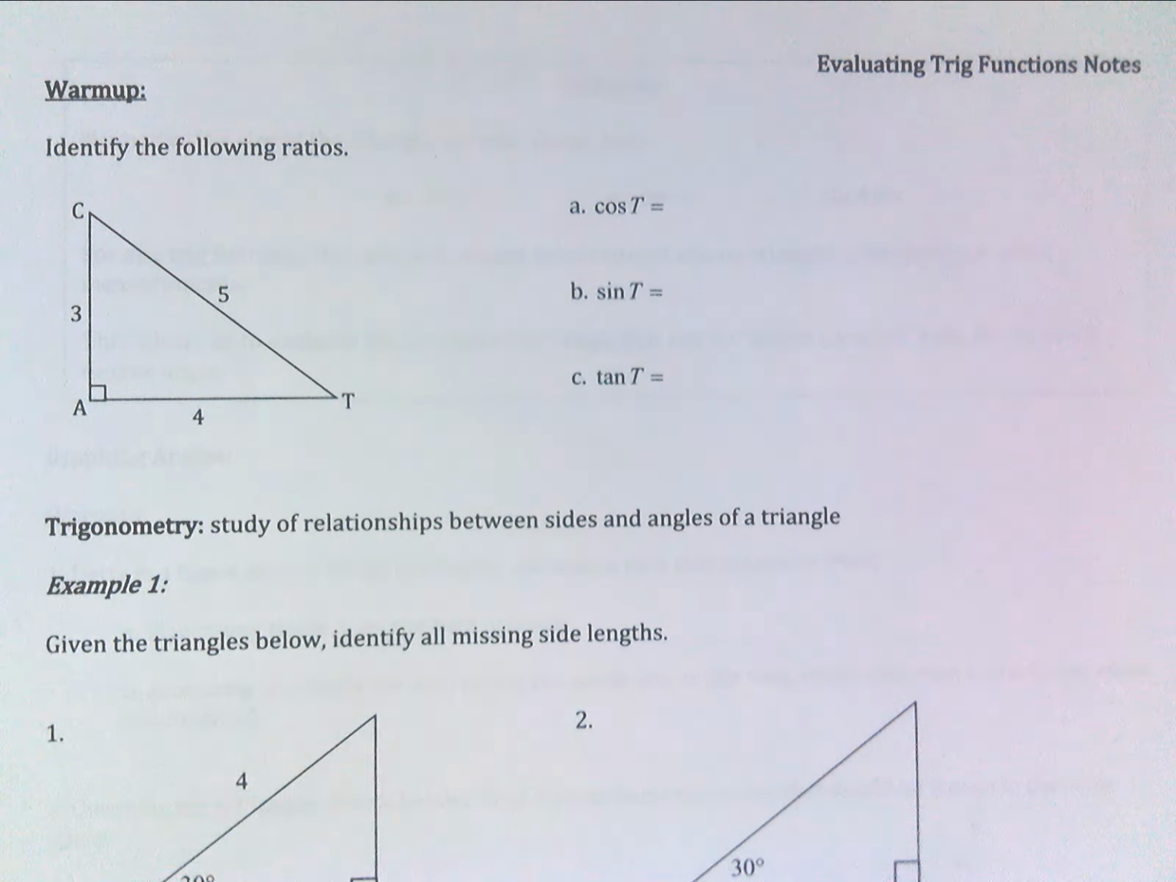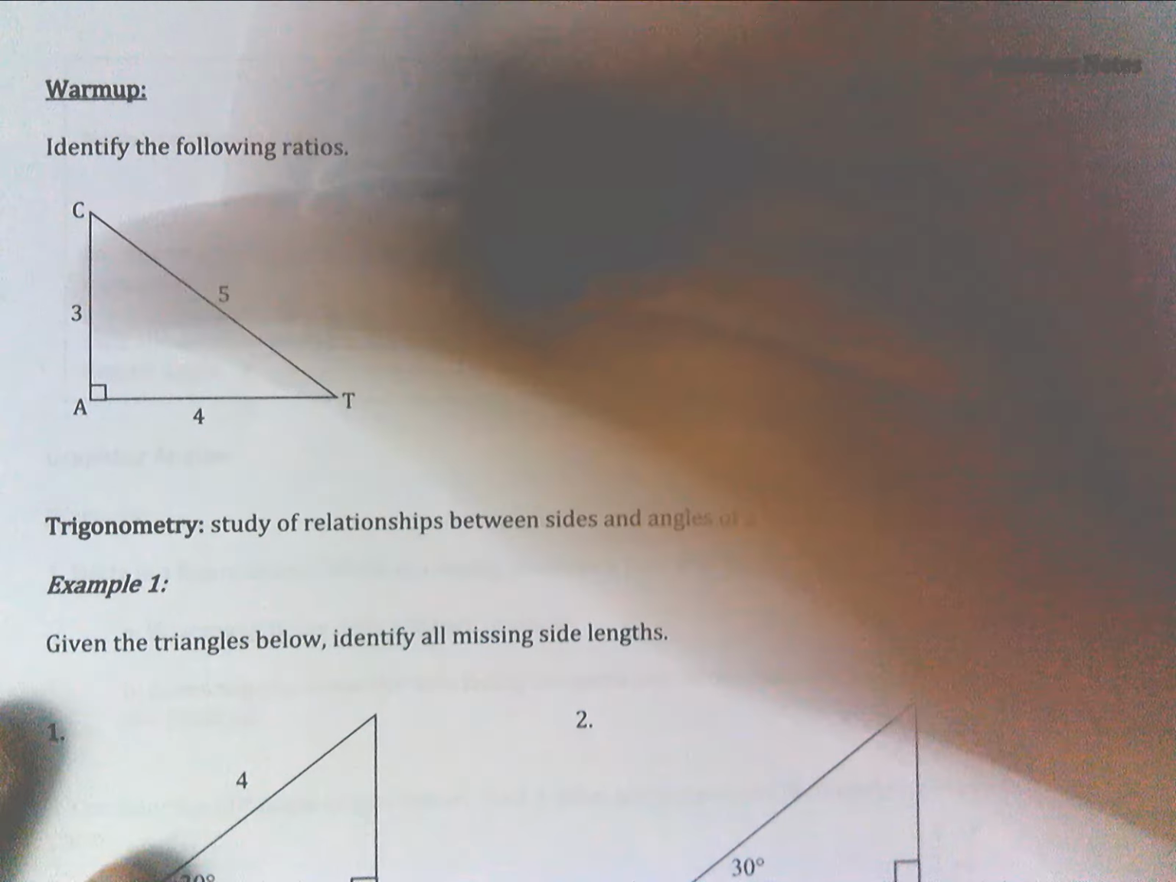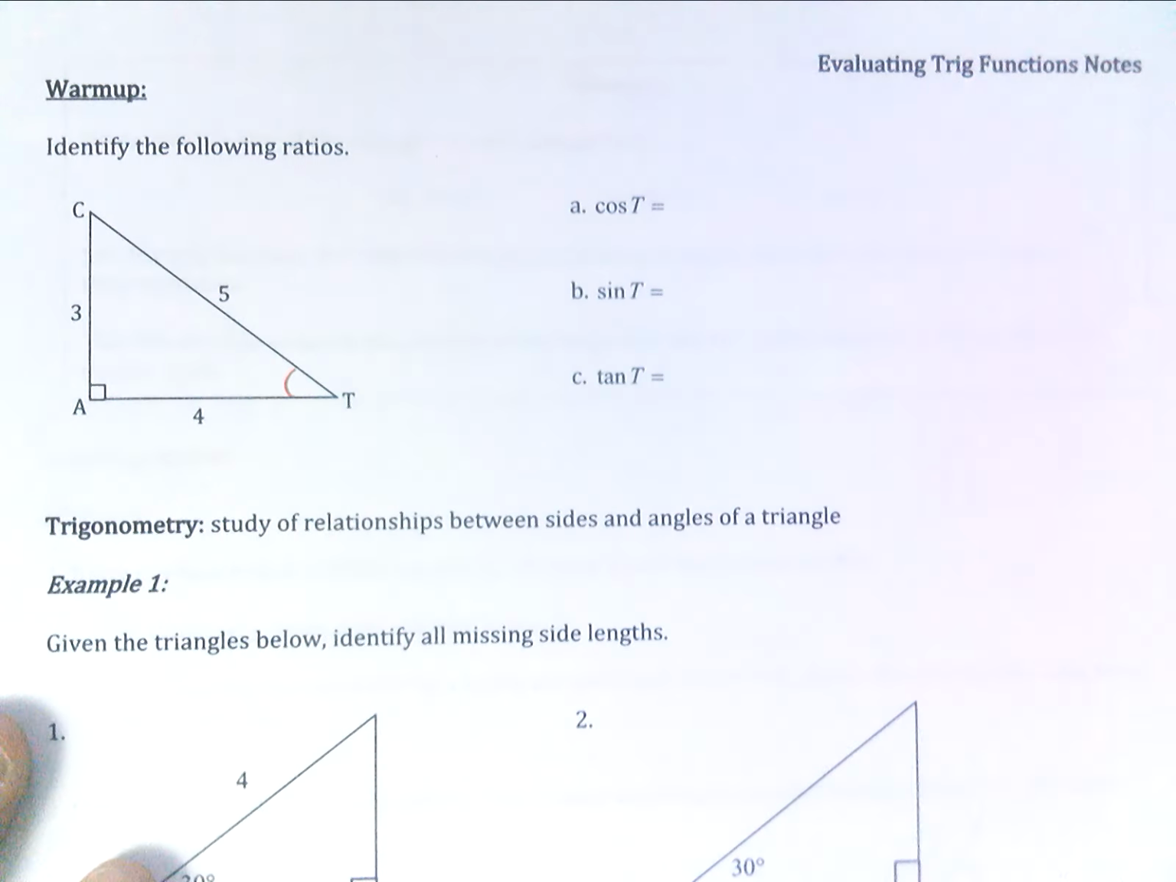All right, here we go with the first notes in Unit 2, which talks about the unit circle and graphing trig. But before we get into the unit circle and graphing trig, I just want to talk about the trigonometric ratios. So let's start with this warm up. Here I have triangle CAT with side lengths 3, 4, and 5. I want to find the cosine, sine, and tangent of angle T. So I'm looking at the bottom right of this triangle, angle T, and I have to find those trigonometric ratios.